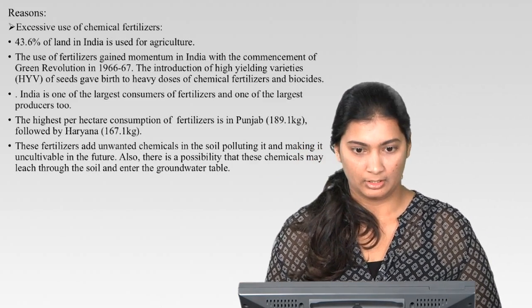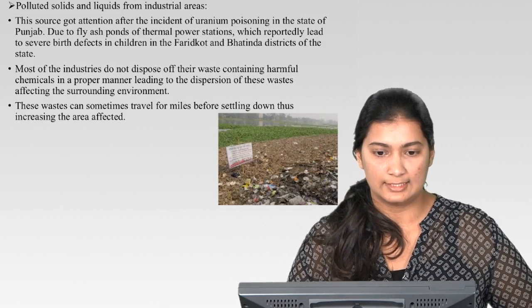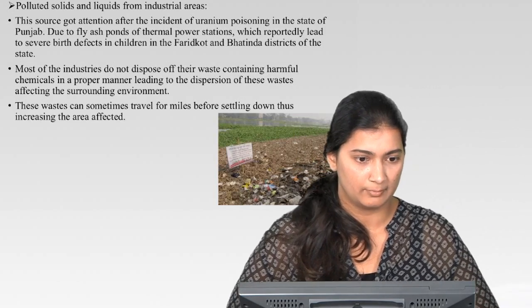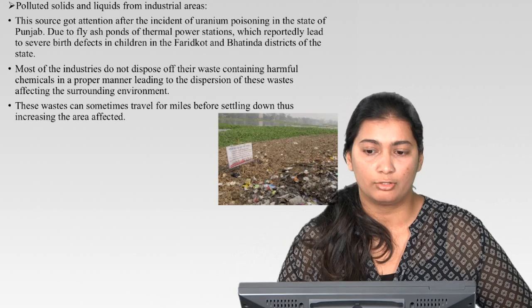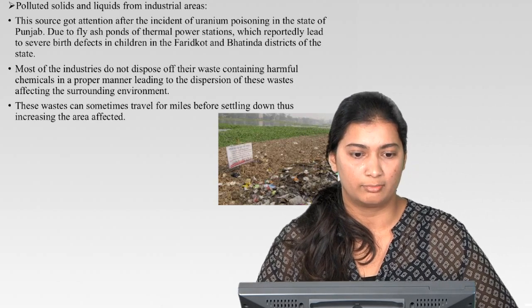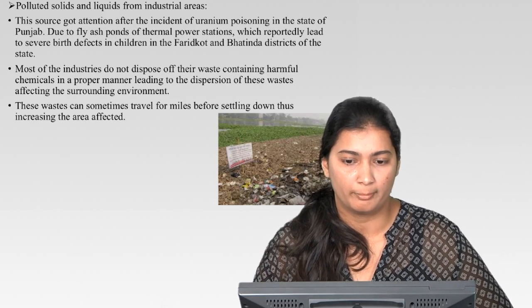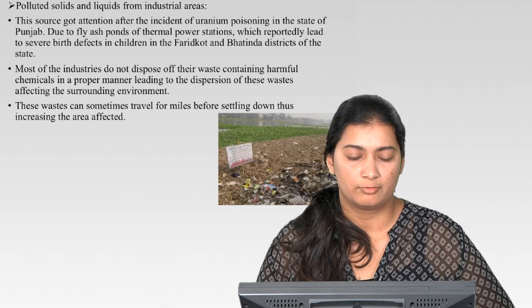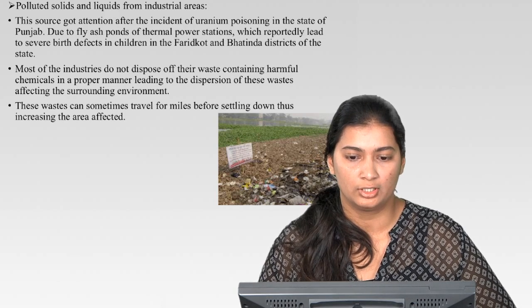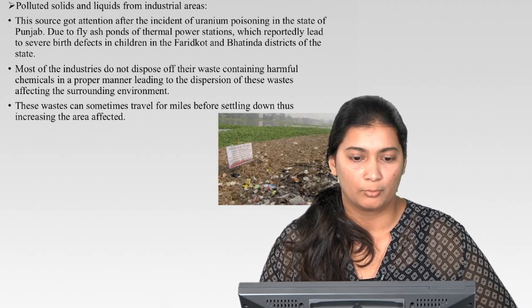Also, the other problem is polluted solids and liquids from industrial areas. This source got attention after the incident of uranium poisoning in the state of Punjab. This happened due to fly ash ponds from thermal power stations, which reportedly led to severe birth defects in children in Faridkot and Bhatinda districts of the state.